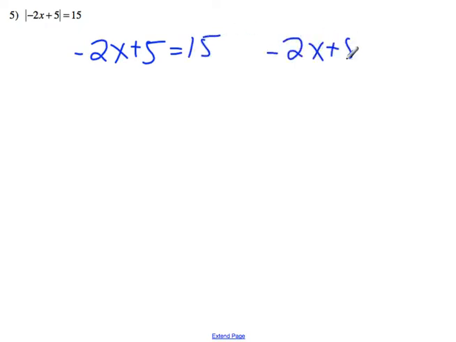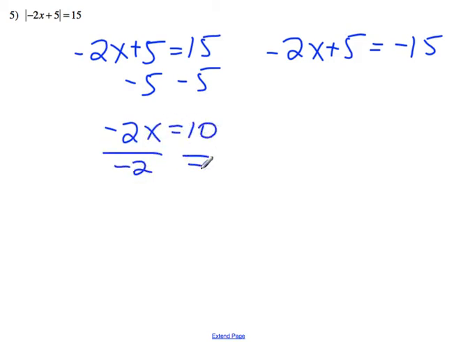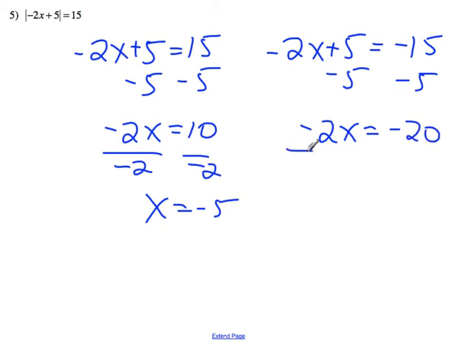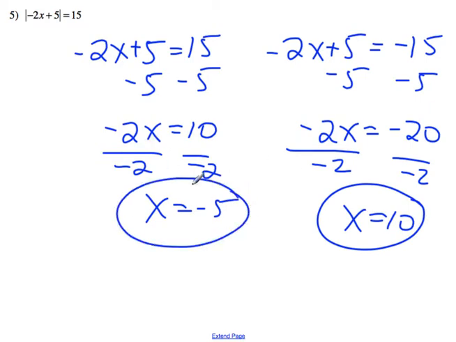Let's do another one like that. You have to set up two equations. You have minus 2x plus 5 equals 15, but minus 2x plus 5 could also equal negative 15 because the absolute value would make that positive. So then you just solve out both of them. Minus 2x equals 10, and then you get x equals negative 5, minus 5, minus 2x equals negative 20, divide by minus 2, divide by minus 2, x equals 10. Now, if you were to plug in both of those answers into the original, you would see that both of them make the equation true because there's an absolute value there.